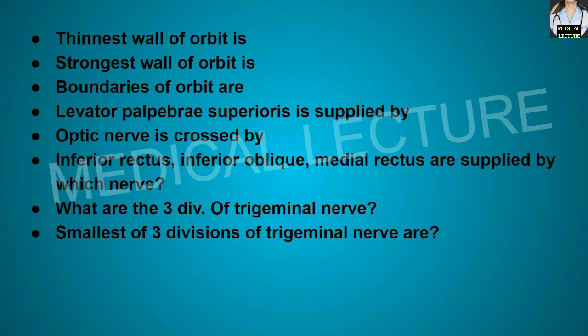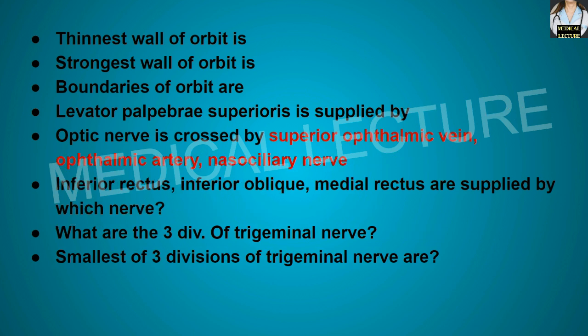Now next, the levator palpebrae superioris muscle is supplied by which nerve? By the oculomotor nerve. The optic nerve is crossed by which nerves and vessels? So they are superior ophthalmic vein, ophthalmic artery and the nasociliary nerve.